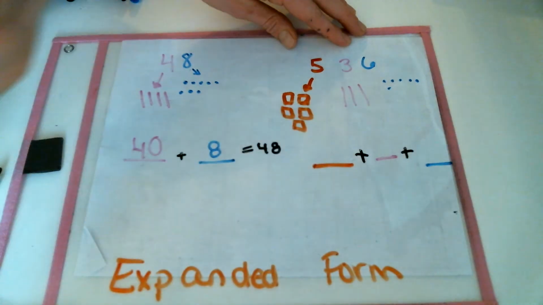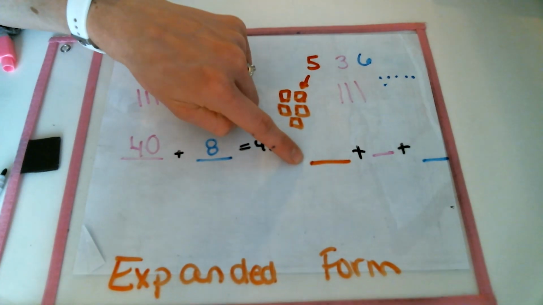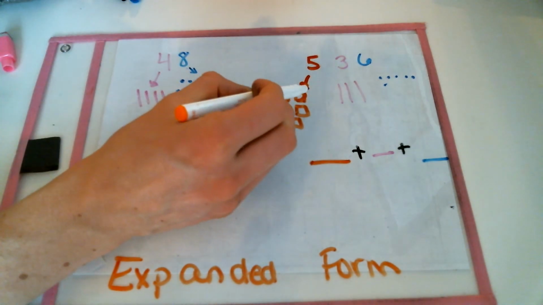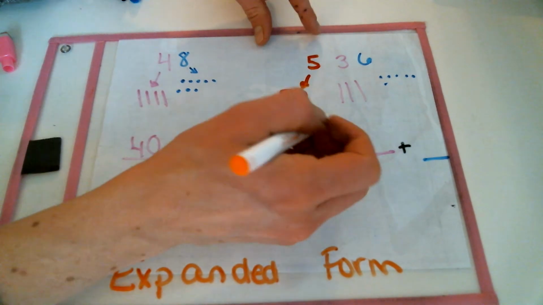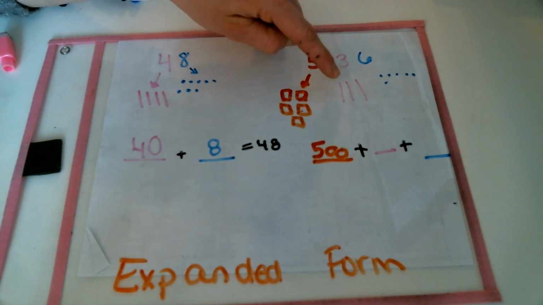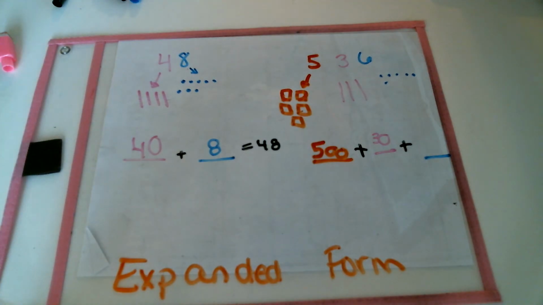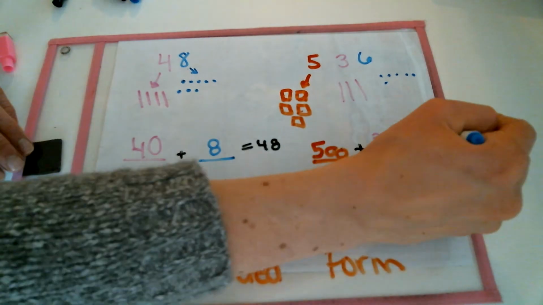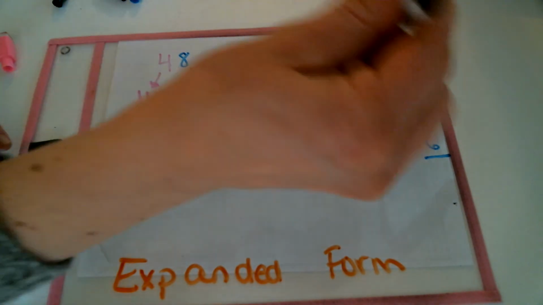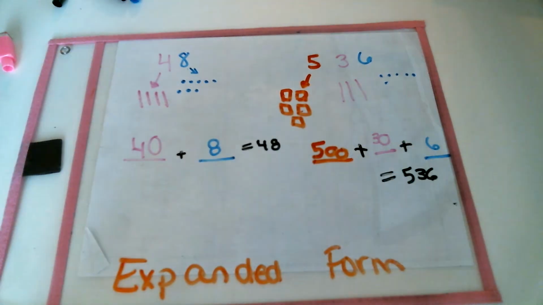Okay, now let's take our picture and let's write it into that numerical form here in that expanded form. How many hundreds do we have? We have 100, 200, 300, 400, 500. We have 10, 20, 30 in the tens place. And in the ones place, we have those 6 dots. 500 plus 30 plus 6 continues to give us 536.